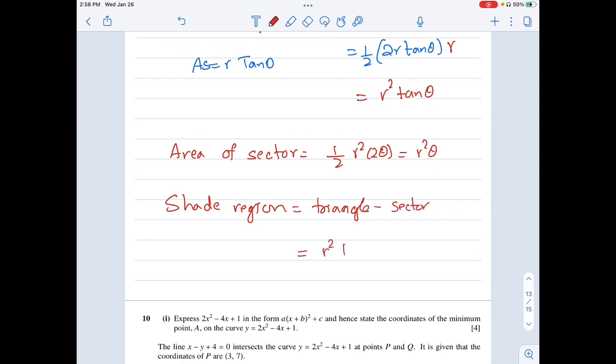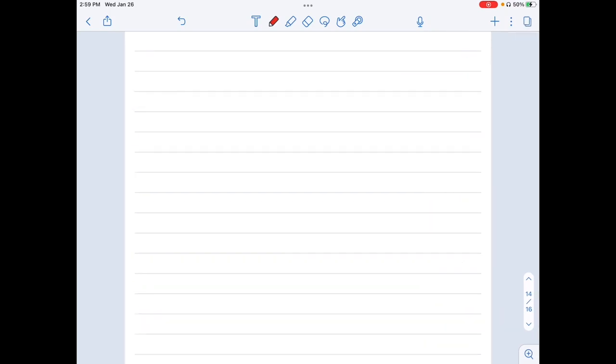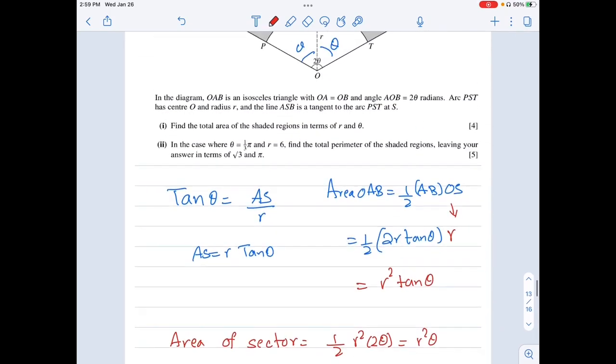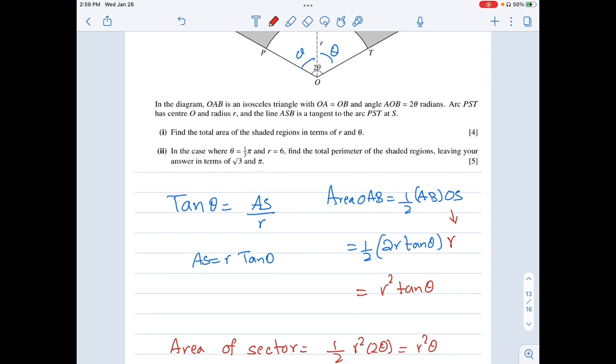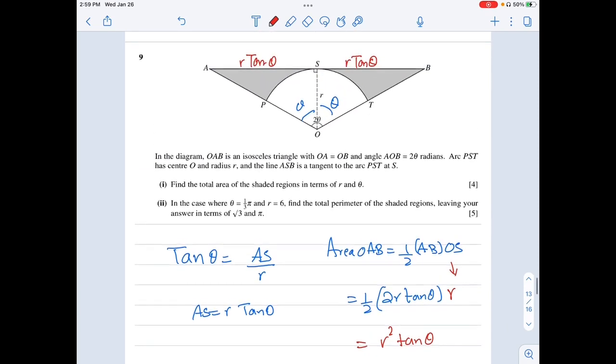Triangle is R square tan theta minus sector is R square theta. So take R square common, tan theta minus theta. Now next, what else is being asked? In case theta equals pi upon 3 and r equals 6, find the total perimeter of the shaded region, leaving your answers in terms of root 3 and pi.